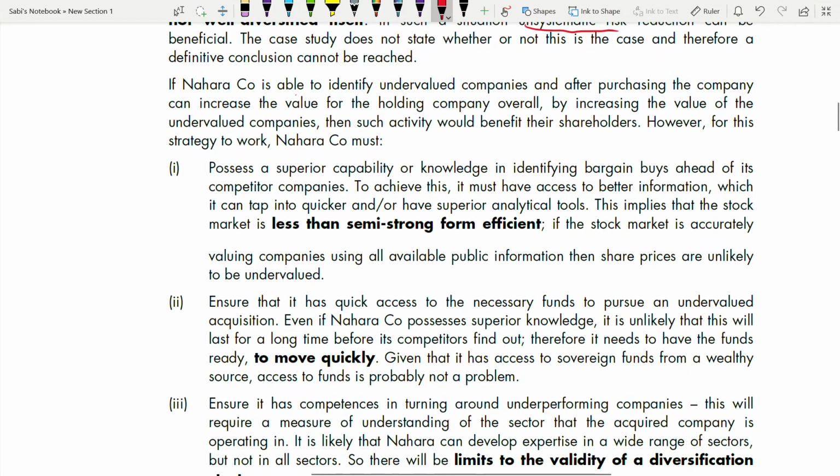Okay, it is mentioned in different bullet points. You can see the first one: possess a superior capability or knowledge in identifying bargain buys ahead of its competitor companies.